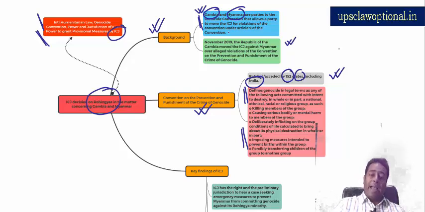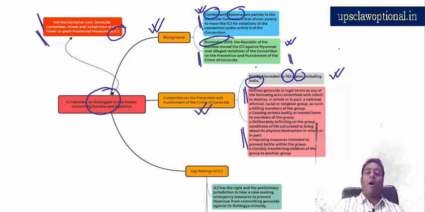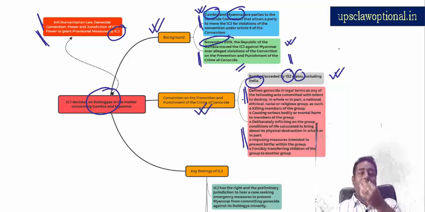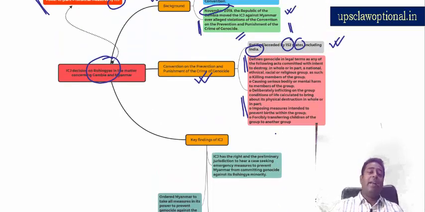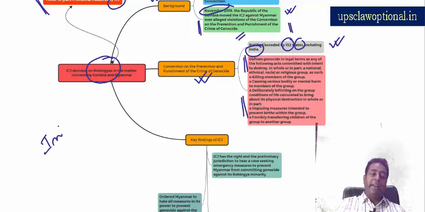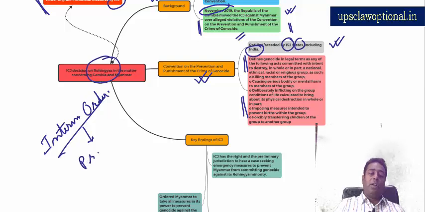Now, Gambia moved before the court in November 2019 against Myanmar, alleging violations of the Convention on the Prevention and Punishment of the Crime of Genocide. Gambia basically said that Myanmar is violating the convention, therefore the ICJ should interfere. Now, the ICJ considered the matter, and what we are considering today is an interim order, as we call it in Indian law. It's not a final order. In terms of the ICJ statute, what we call is provisional measures.